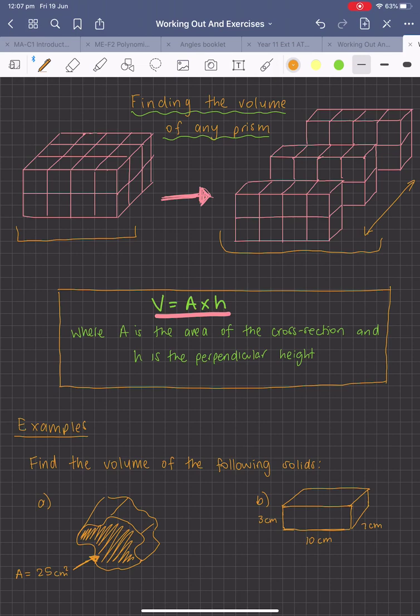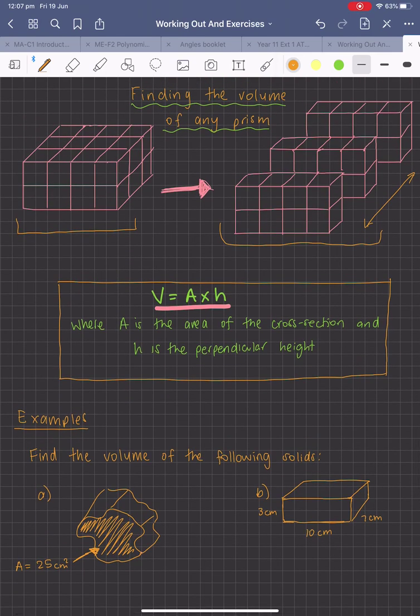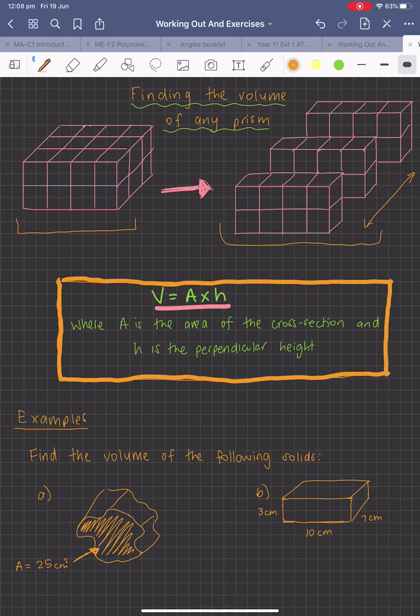If I can find the area of the first layer and then multiply by how many layers, that's how I can find the volume. And we can see that here, that the volume equals the area of the face multiplied by the perpendicular height, where the perpendicular height is how many layers there are. Remember, it's got to be the area of the cross section. A prism has a consistent cross section, so we have to find the area of the consistent cross section, then multiply by the height. Let's have a look at how this works.